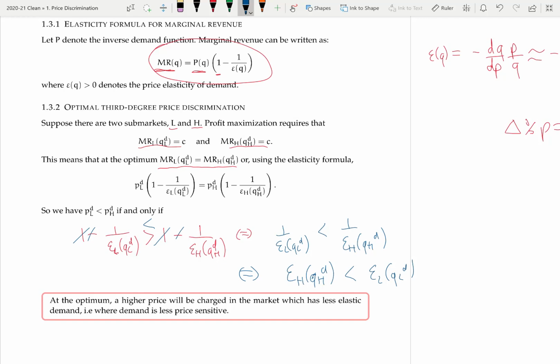Let's think back to the example of the cinema. Students are charged a lower price than other adults because they're more price sensitive. And so why might students be more price sensitive? Well, if we think about their incomes, usually they're lower, and so a cinema ticket would generally be a higher proportion of their income, and so they're going to be more affected when the price of a cinema ticket goes up. They'll reduce their demand by more.